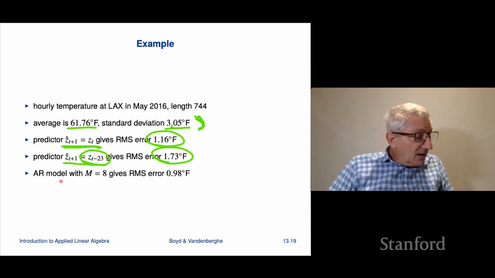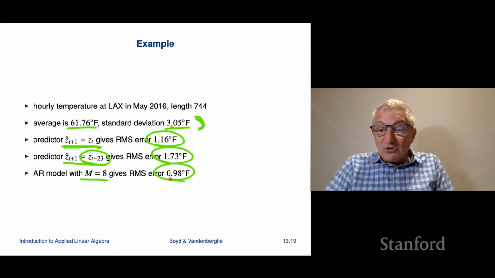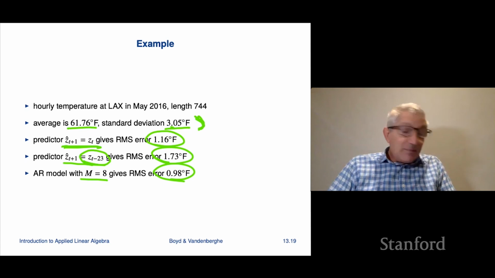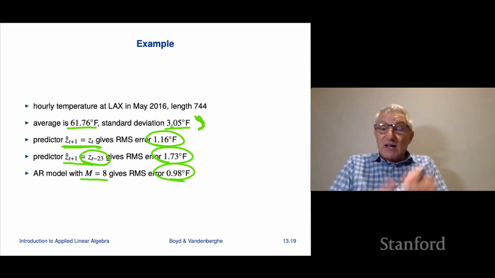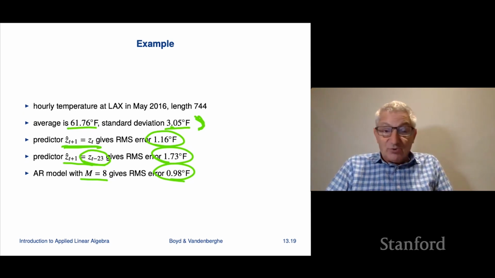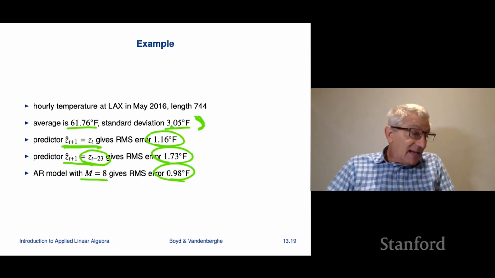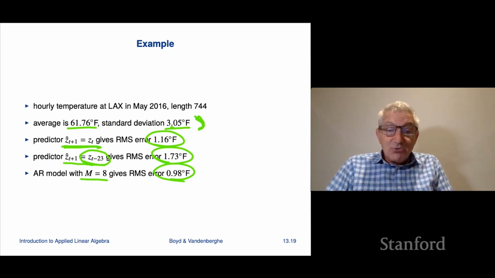Now, if you use an AR model with a memory of 8, you get an RMS error of under 1 degree, right? So you're actually predicting pretty well. Of course, real temperature prediction models are way more sophisticated than just this. But nevertheless, this is a first cut. It's very simple. You could write the code for it. It's about 15 lines, absolutely at most, right? And it's pretty cool. And it beats these two other simple ad hoc ones.